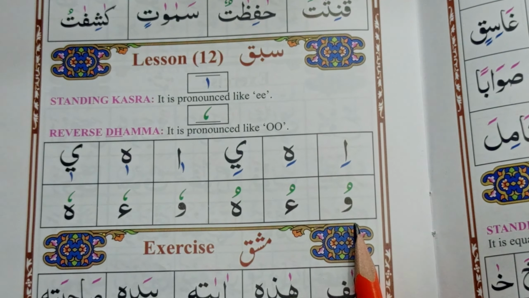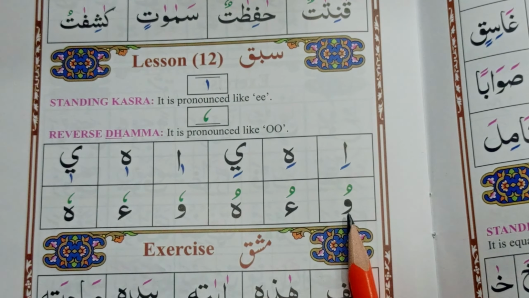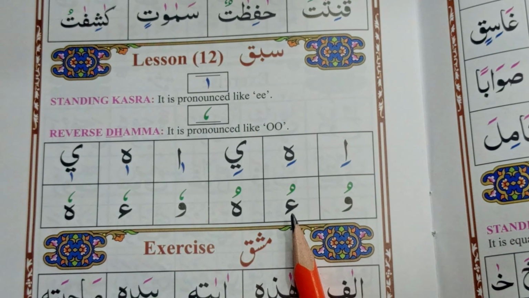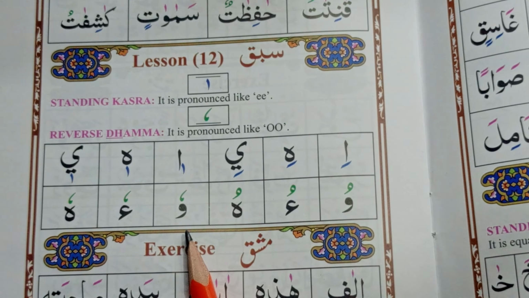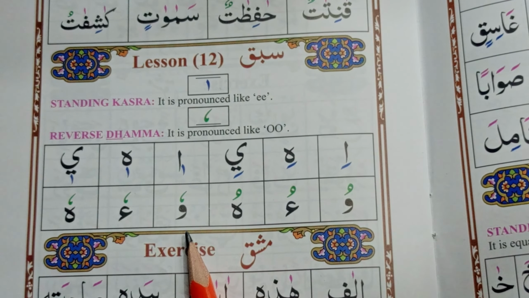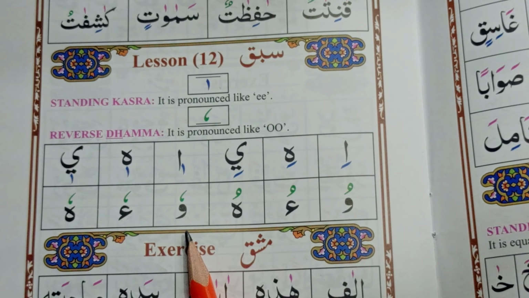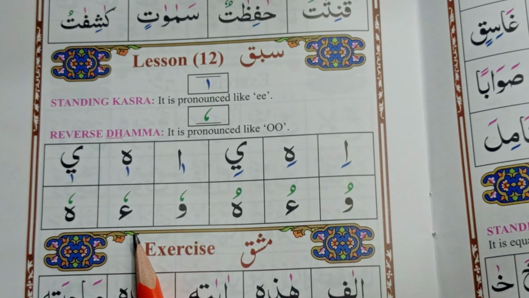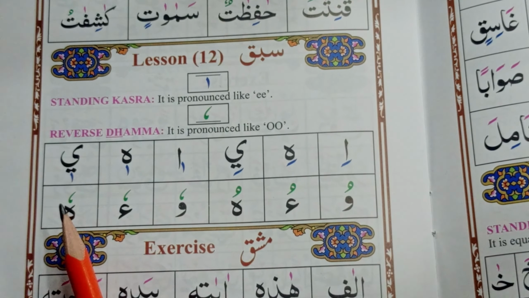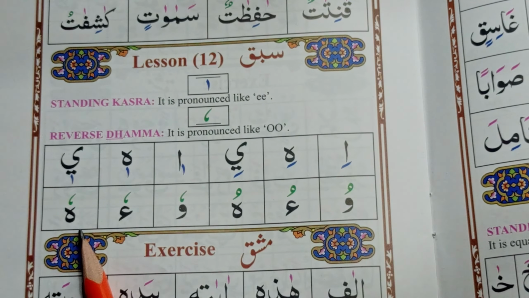Next we have reverse dhamma. This is simple dhamma, so we can read normally like waw dhamma wu, hamza dhamma u, ha dhamma hu. The next three letters have reverse dhamma. Reverse dhamma is also called dhamma tawila. So it's going to be waw dhamma tawila wu, hamza dhamma tawila u, and ha dhamma tawila hu, like this.